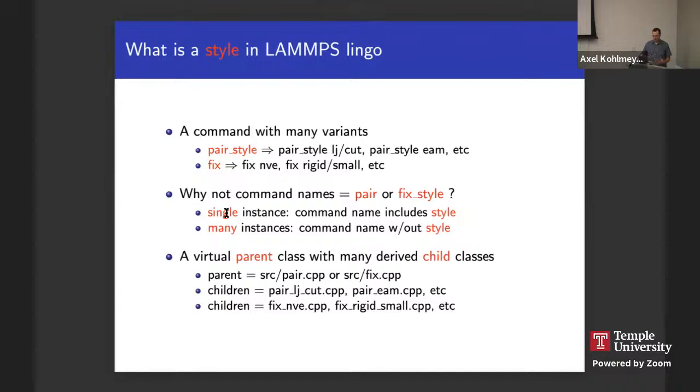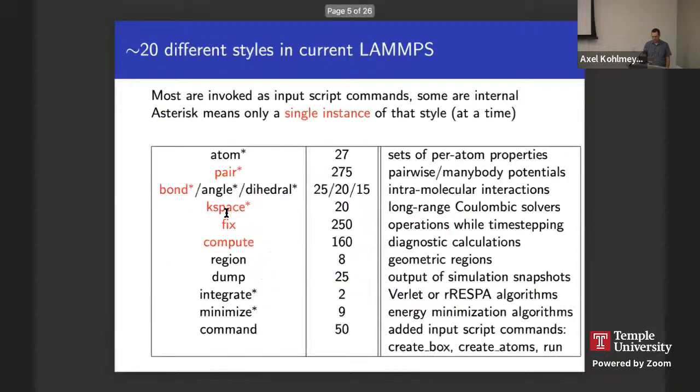So the style has a virtual parent class with many derived child classes. The parent is pair.cpp or fix.cpp, and then it has several children like pair LJ-cut or pair EAM, or fix NVE and fix rigid small.cpp. All of these children are derived from the parent pair.cpp or fix.cpp. There's about 20 different styles in current LAMMPS.